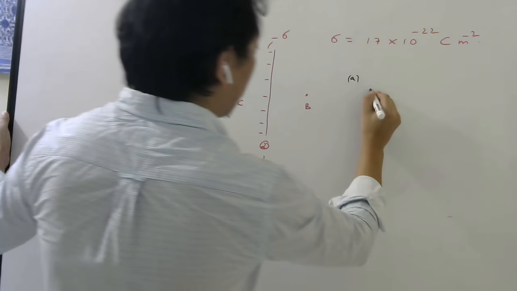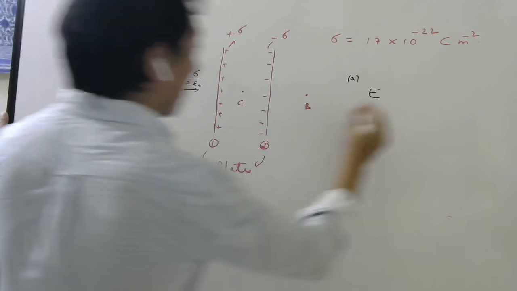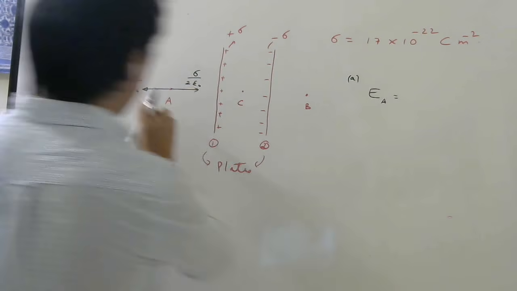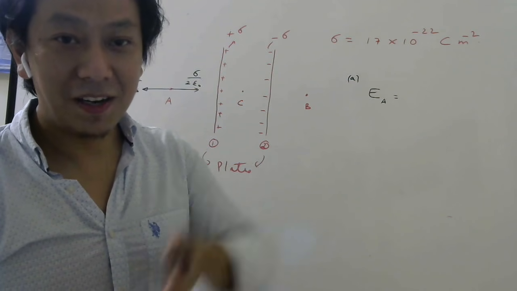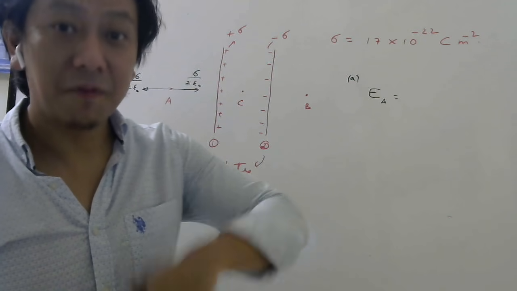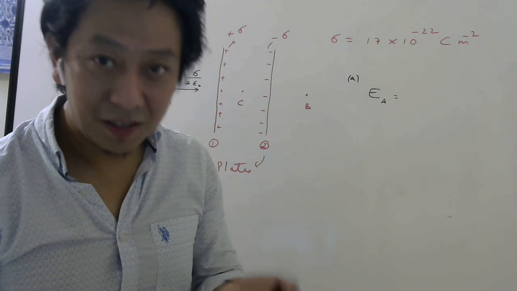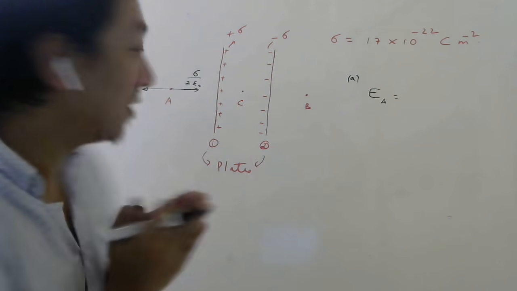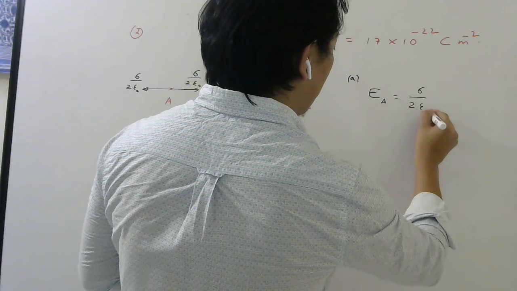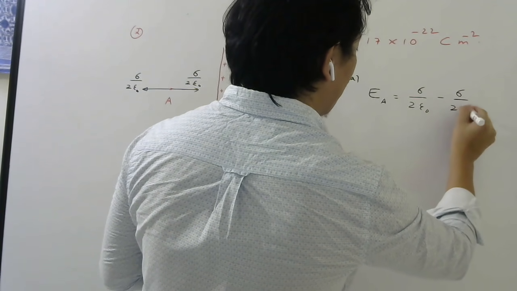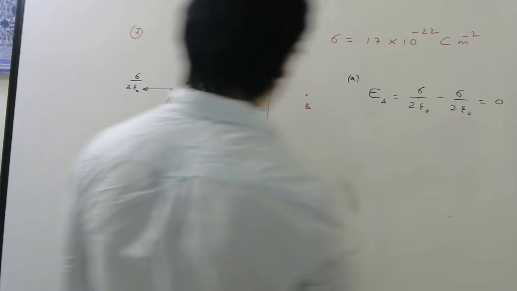So what will be the total electric field at A? You have to add these two vectors. I am using the superposition principle. First, I am finding the field due to one sheet. Then I am finding the electric field due to the other sheet. Then I am using vector addition. But they are in opposite directions. So the total will be sigma by 2 epsilon naught minus sigma by 2 epsilon naught. So that will be 0.